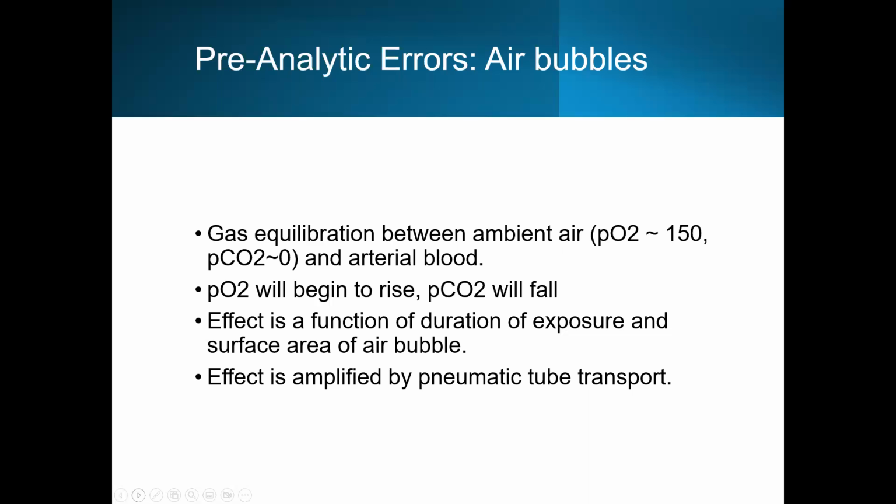Likewise, in ambient air, there's almost no CO2, trace amounts of CO2. So that air bubble will result in a reduction of CO2 in that sample. So again, PO2 will begin to rise, PCO2 will begin to fall with a big air bubble. The effect is a function of duration of exposure and surface area of the air bubble. In reality, because we know we want to run these samples relatively quickly, it shouldn't be a big deal, but it's something that exam candidates and respiratory therapists are expected to know.